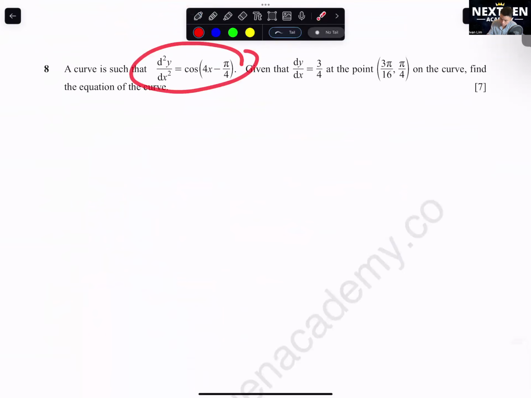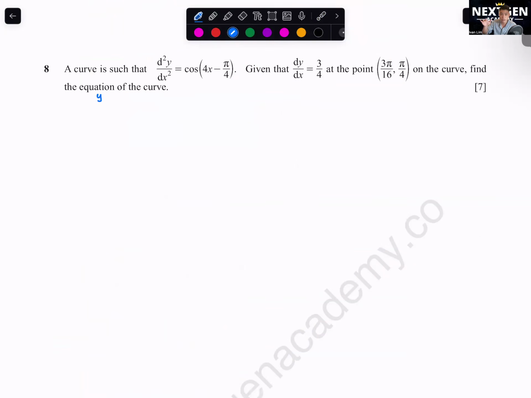Given d square y over dx square is this, dy over dx is 3 over 4 at this point. Find the equation of the curve. Equation means you want to find y. So you need to integrate 2 times, because from d square y over dx square we integrate, you get dy over dx. Then you integrate dy over dx, you get y.